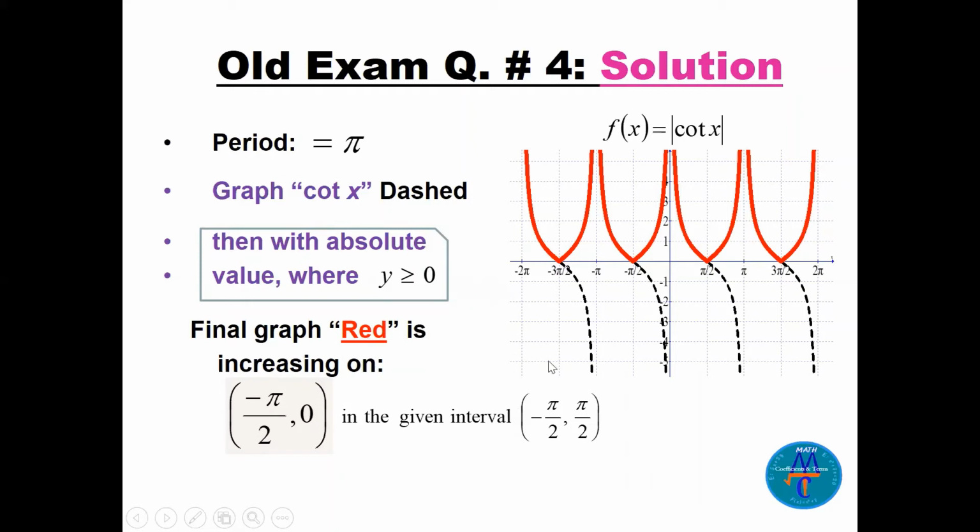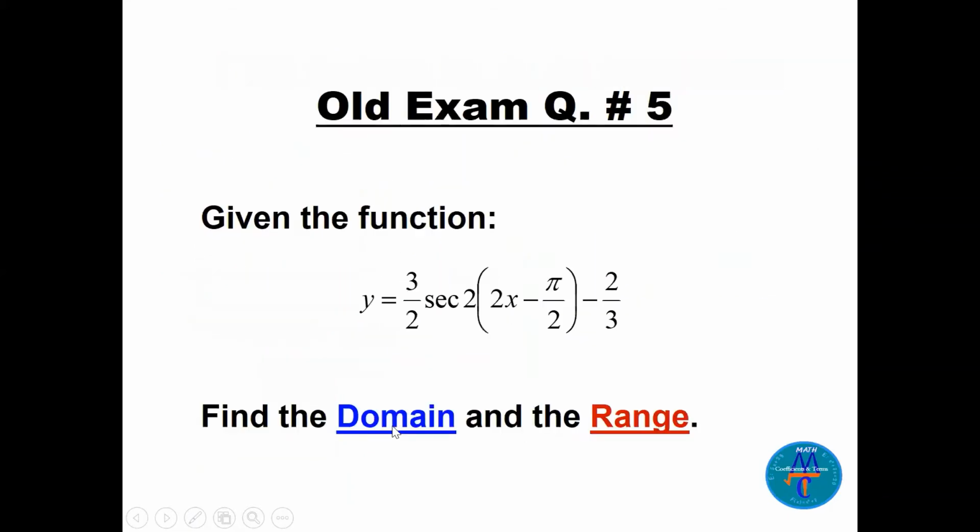So let's see our interval from minus pi over 2 to pi over 2 here. From this to this, the graph is increasing from minus pi over 2 to 0. This is increasing like this. See, it's going up, the graph is rising. This is decreasing. So only from minus pi over 2 to 0.